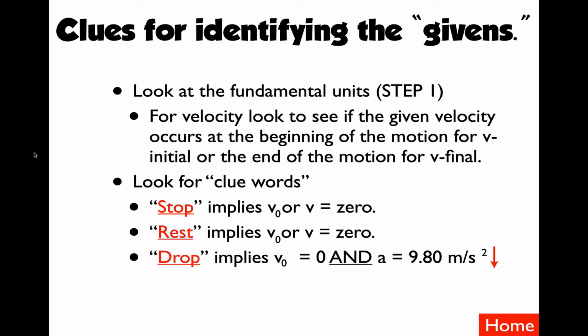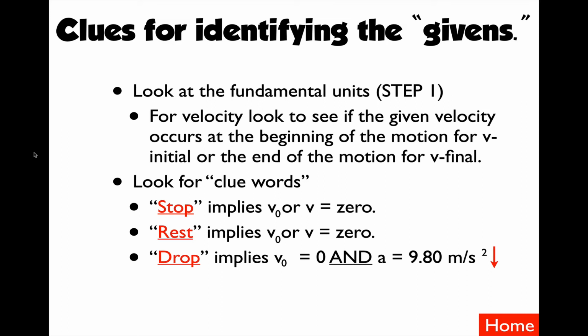The word drop. Drop is a great one because when you see the word drop or you know something's dropped, it gives you a couple variables. Take a pencil, put it in your hand, hold it out shoulder height, and open your hand. You just dropped the pencil. And when you drop the pencil, the initial velocity, v naught, is equal to 0.